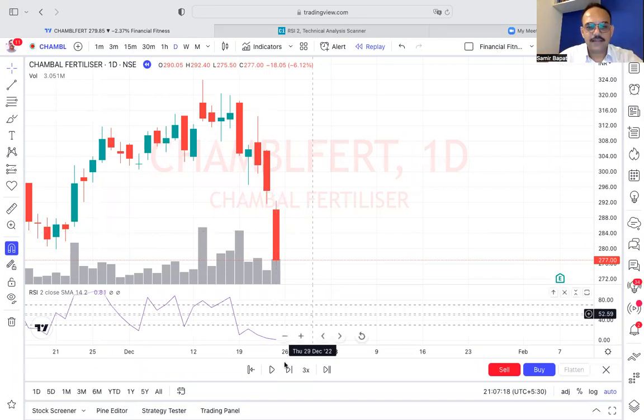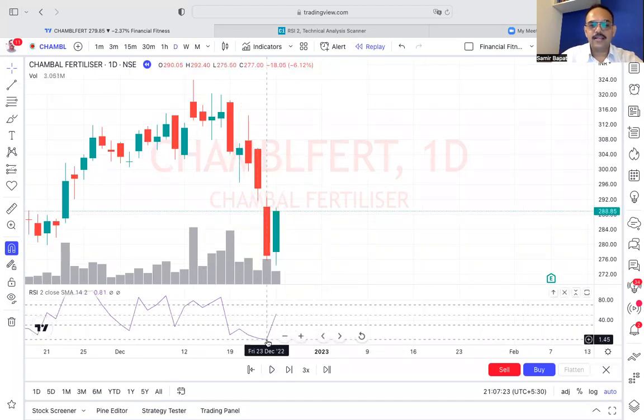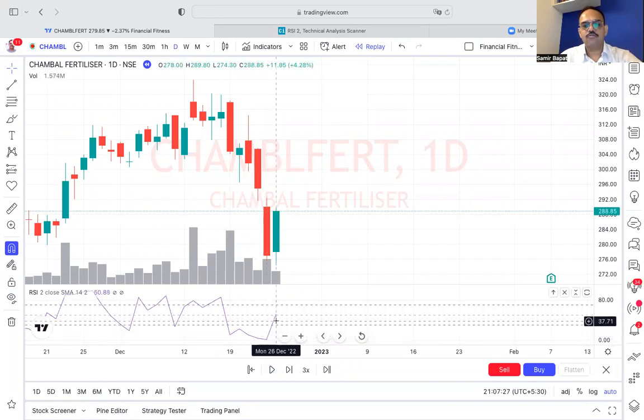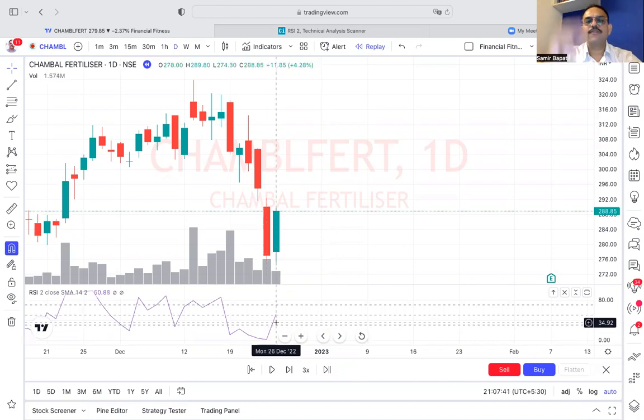Next day, whenever the RSI goes below 1, the next day RSI has to go above 5 at least. Here the RSI went above 50 straight away. Fine, good. We want it to go above 5. It should be below 1, and next day it should go above 5. This is when our trading starts.